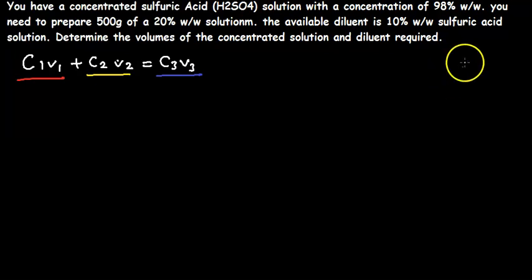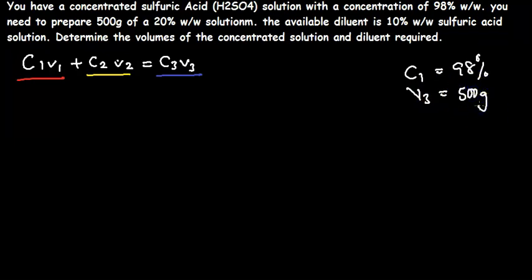Therefore, we can finally conclude and say our initial concentration is simply going to be 98%. How did I find that? From the problem, it says you have the sulfuric acid solution with a concentration of 98% weight by weight. This is our initial concentration. And you need to prepare 500 grams of 20%. The 500 grams is simply going to be the final volume, which is V3. Because here we are having 3 different volumes. V3 is simply going to be 500 grams.